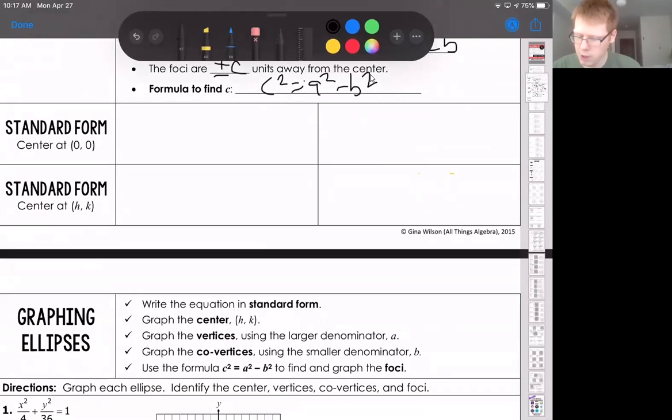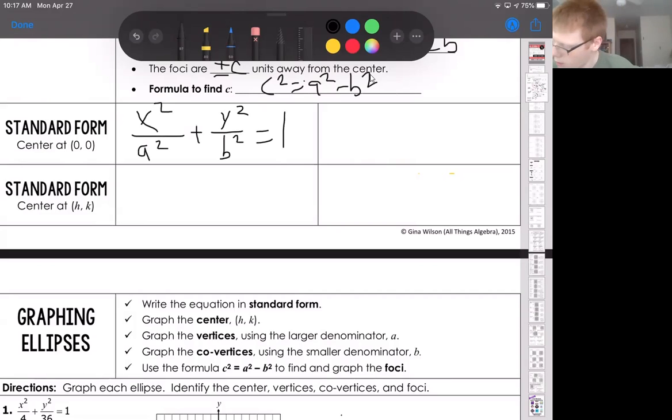So our equations, and these are what we'll be using as we're graphing. If your center is at 0, 0, which is a nice case, your formula is going to be x squared over a squared plus y squared over b squared equals 1. So we'll see that for an ellipse, it's always going to be equal to 1.